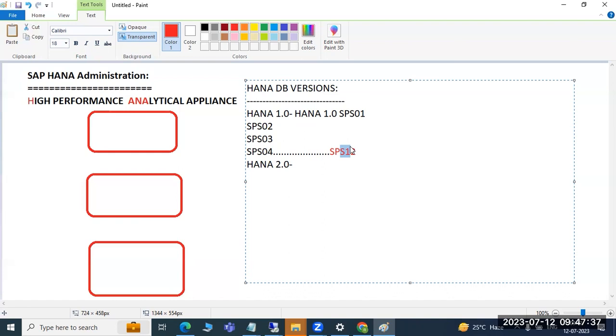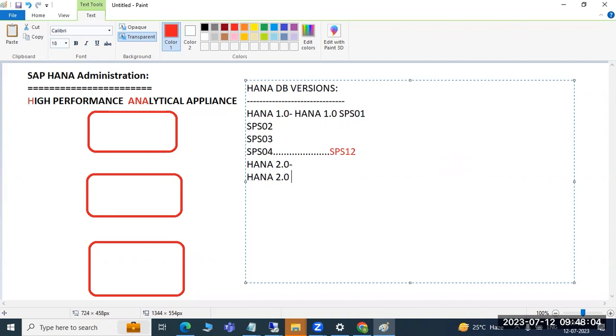So HANA 1.0 SPS 01 is gone, SPS 02 has no support, and 3, 4 up to 11 have no support. Only SPS 12 is currently used by a few customers, for whom they are giving extended support, HANA 1.0 SPS 12, right? After that they released HANA 2.0.